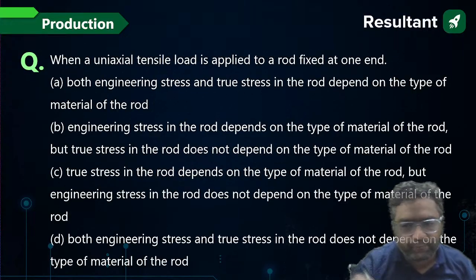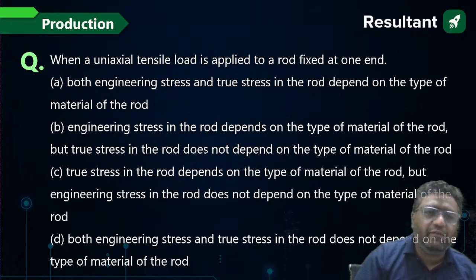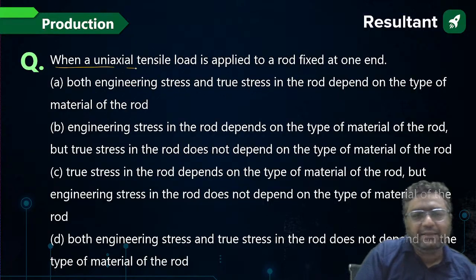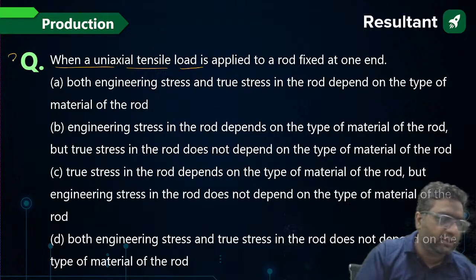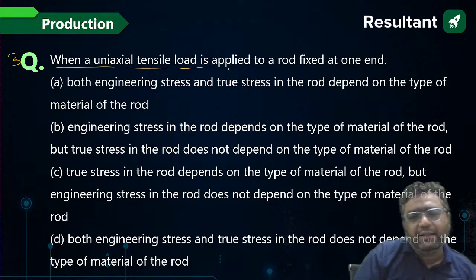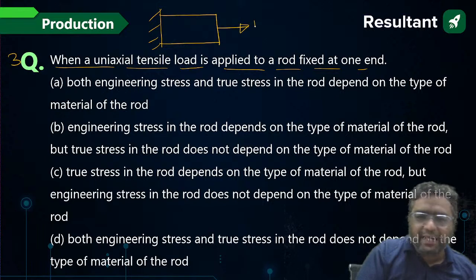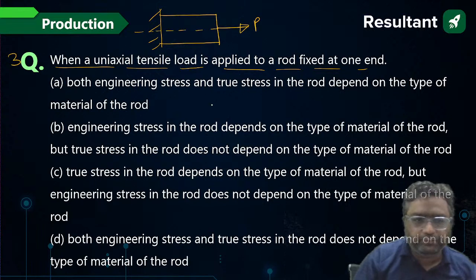Moving to question number 3. This question is a very good question once again. The question states, when a uniaxial tensile load is applied to a rod fixed at one end, we are having a rod fixed at one end like this, and we are going to apply a tensile force P over it. This is the longitudinal axis.